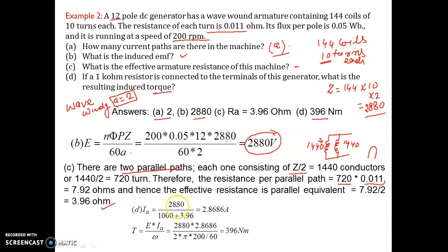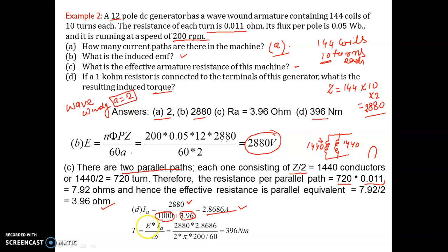Now the armature current. We can find it using the relation. This is the effective resistance, the parallel equivalent, and the 1 kilo ohm resistance is connected in series. So the total equivalent resistance will be 1000 plus 3.96, and this is the voltage. Voltage divided by resistance is current, so this much current is flowing.